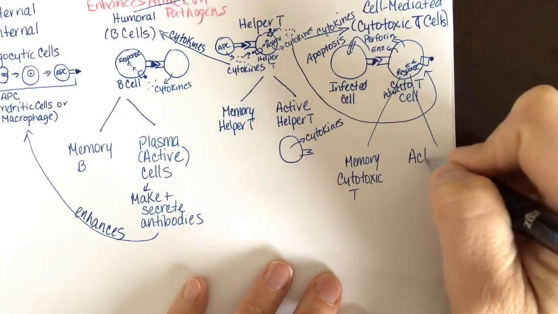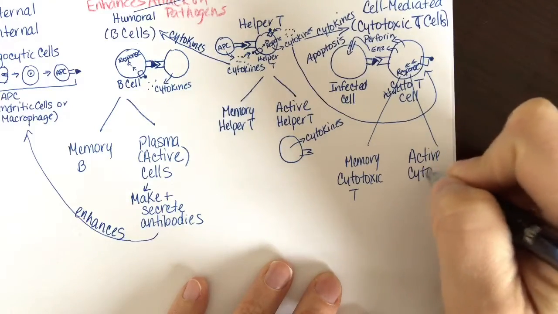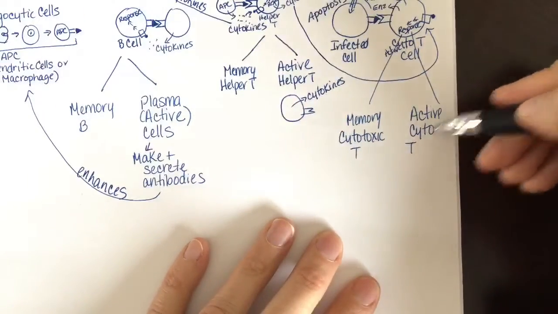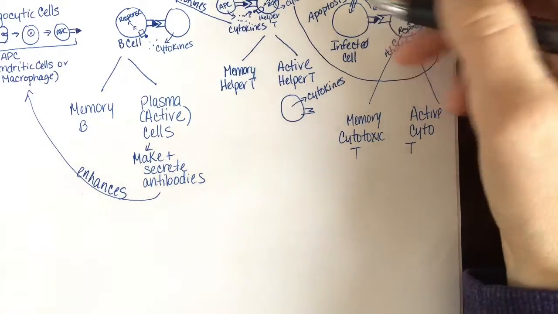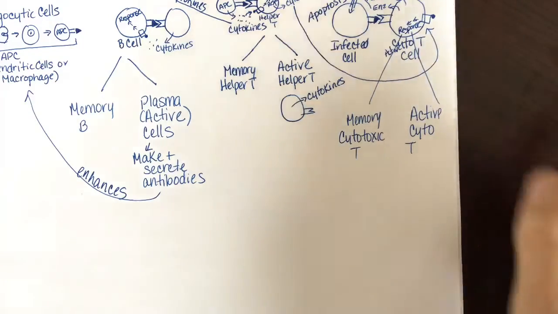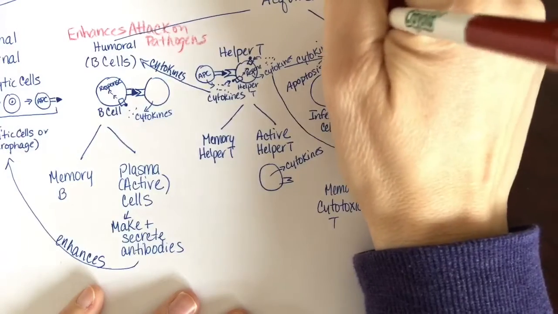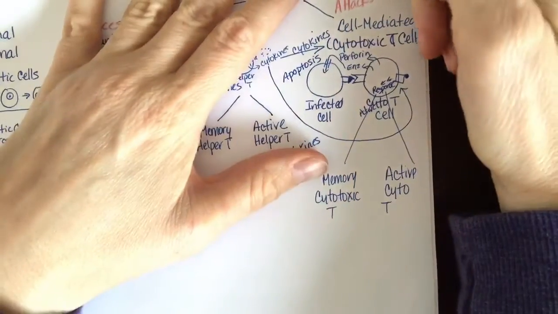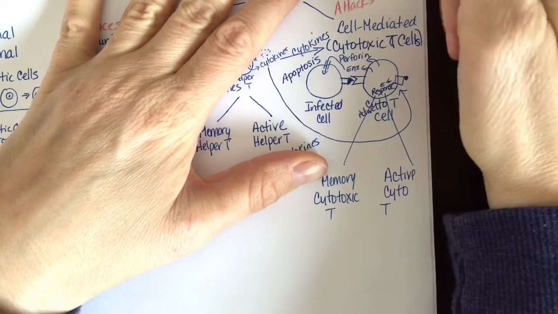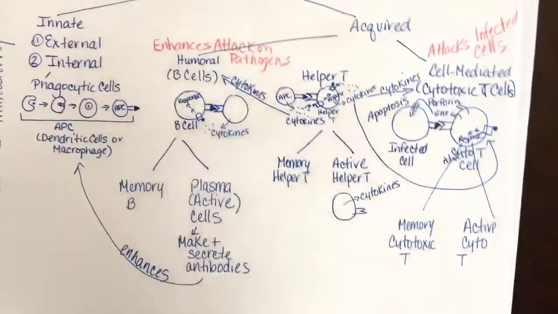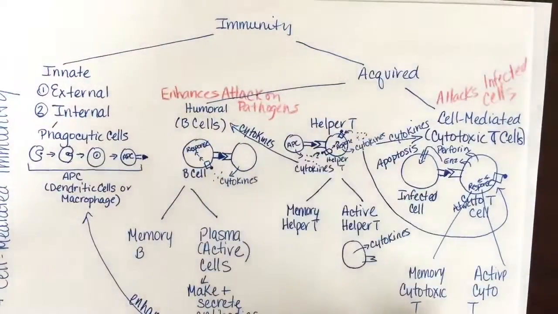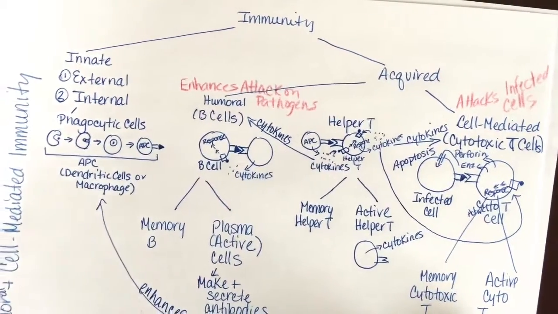and active cytotoxic T cells. And those active ones do just what I just showed here. They go and they find infected cells and they trigger apoptosis to happen. And so we would say that the cell-mediated part attacks infected cells. So that is your acquired immunity in a nutshell, and all the different types of cells and what they do.